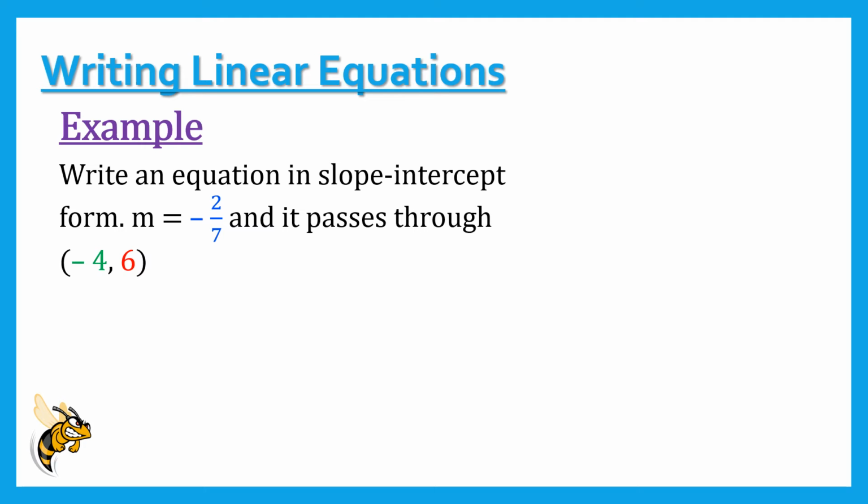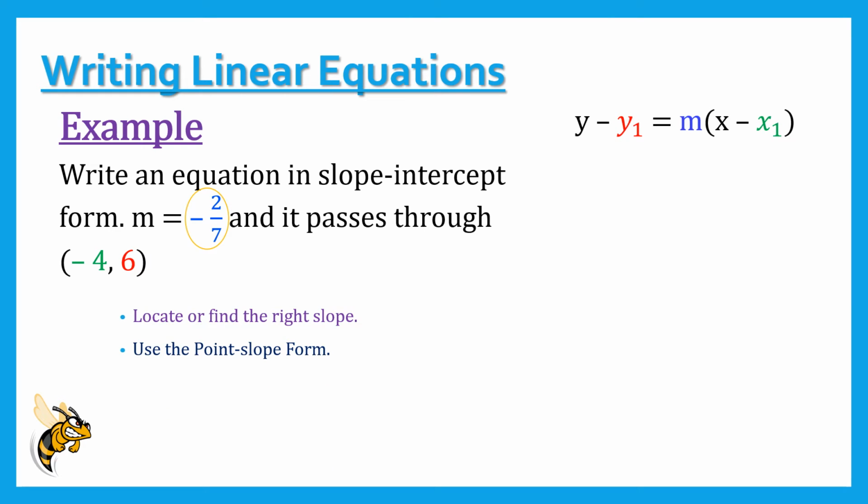Example: write an equation in slope-intercept form. m equals negative 2 over 7 and it passes through (-4, 6). We want to locate the right slope, which in this case is negative 2 over 7. We want to use the point-slope form, which is y minus y1 equals m parentheses x minus x1. The given point will make it negative 4 the x1 and 6 the y1. So we just want to substitute those values inside the point-slope form.